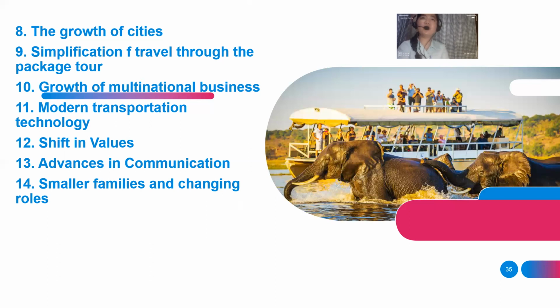Next, shift in values. Unlike before, people would keep money, save money. People would like to save money because they're going to use it to buy material things, no? They would save money because they wanted to buy something.